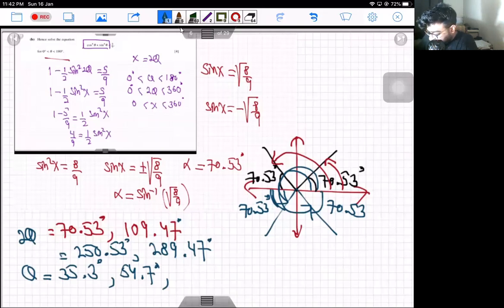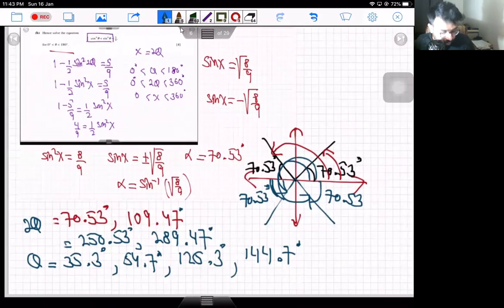Then 250.53 divided by 2 is 125.3, correct to one decimal place. And the final answer would be 289.47 divided by 2, correct to one decimal place. This is 144.7 degrees. So these are all your solutions in the interval 0 till 180 for theta.